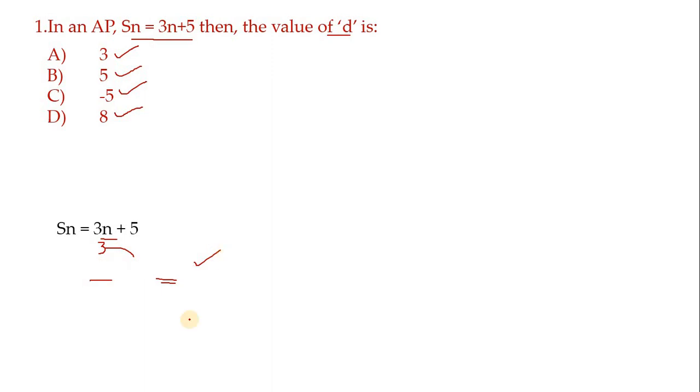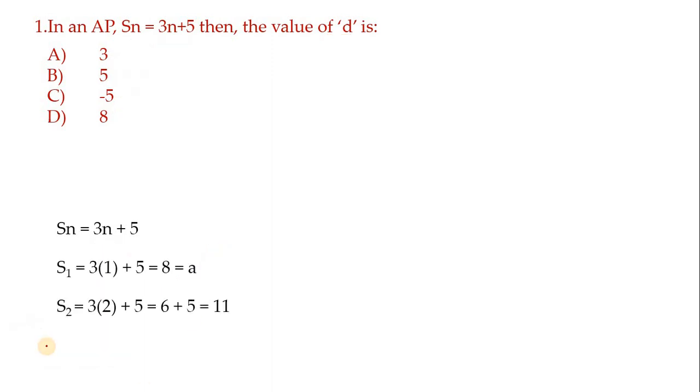So similarly, let us find the second term. Hence, in the place of n substitute 2, children. Now 3 twos are 6 and 5 will be as it is. Now add these two, 6 plus 5 is 11. Now here we have the A value, but the A2 value we don't have.